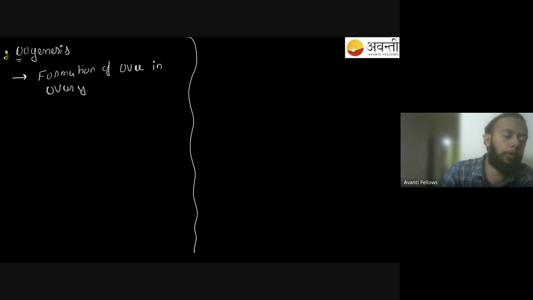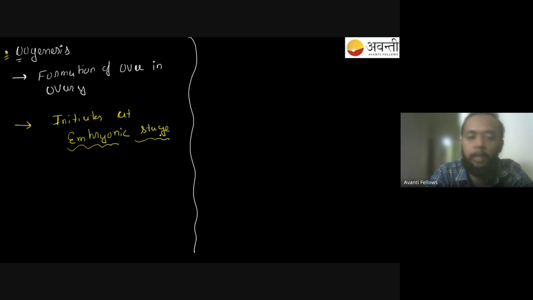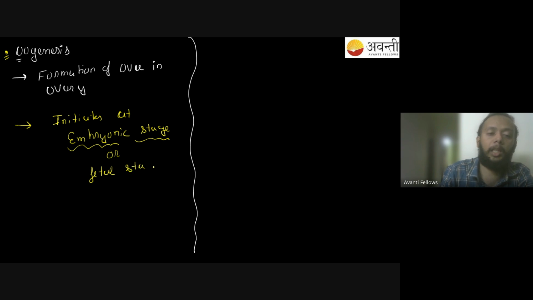Now, the process of oogenesis initiates at the embryonic stage. So at the embryonic stage only, you will find the oogenesis in the female is going to start. Embryonic stage आप इसे बोल सकते हो, or you can also call it a fetal stage, right? So when the baby is actually developing inside the mother's body, at that time only you will find the oogenesis is going to initiate.